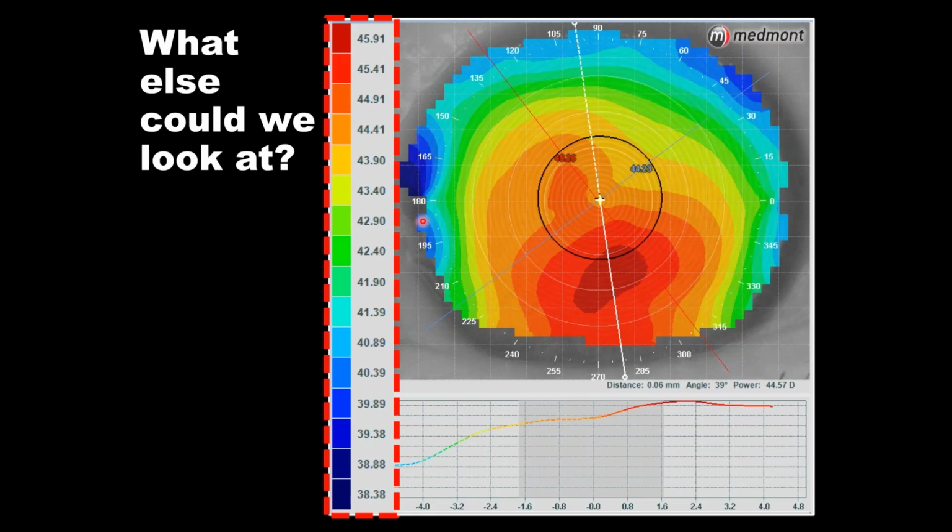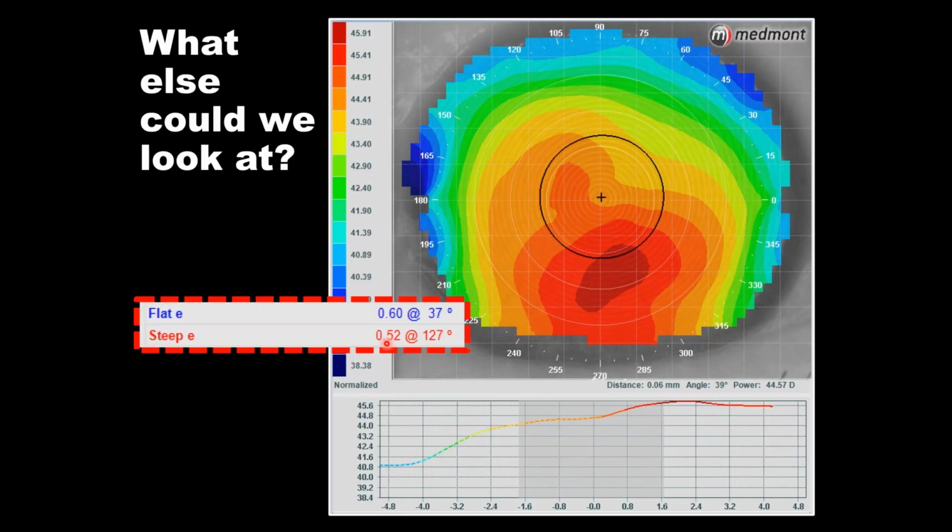So when you think about is it regular or is it irregular, just go to your axial topography in a normalized scale. Normalized meaning it's going to adjust the scale specific for the topography that you've displayed. In this case, the steepest we can read is almost 46, flattest we can read is 38. If we picked another cornea, it would completely switch up the scale. Now, what else could we look at?